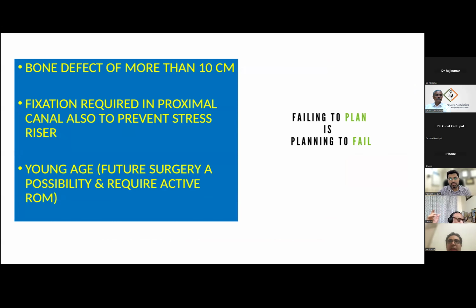So we had a bone defect of more than 10 centimeters. We needed to fix in the proximal canal also, where there was already cement, the stem was gone, and she is in a younger age group, 39 years old. So she may require a future surgery, we all know, and she also had her activities of daily living to be carried out.